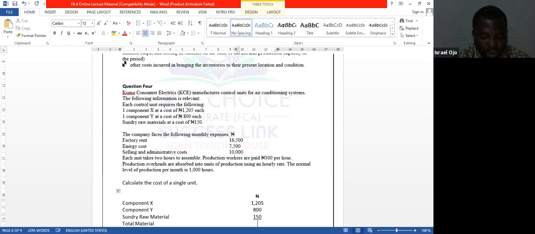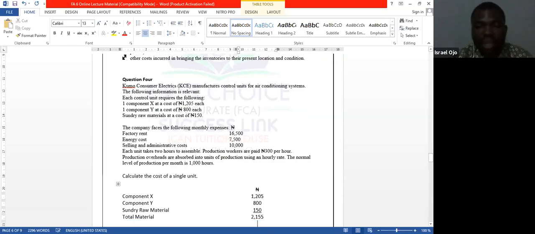So 1205 plus 800 will give us 2005. So plus 50, that will give us 2155. So addition together. So now we have done the calculation of the material. Now we need to calculate our conversion cost, that are the costs that we incur to convert the raw material to finished goods.